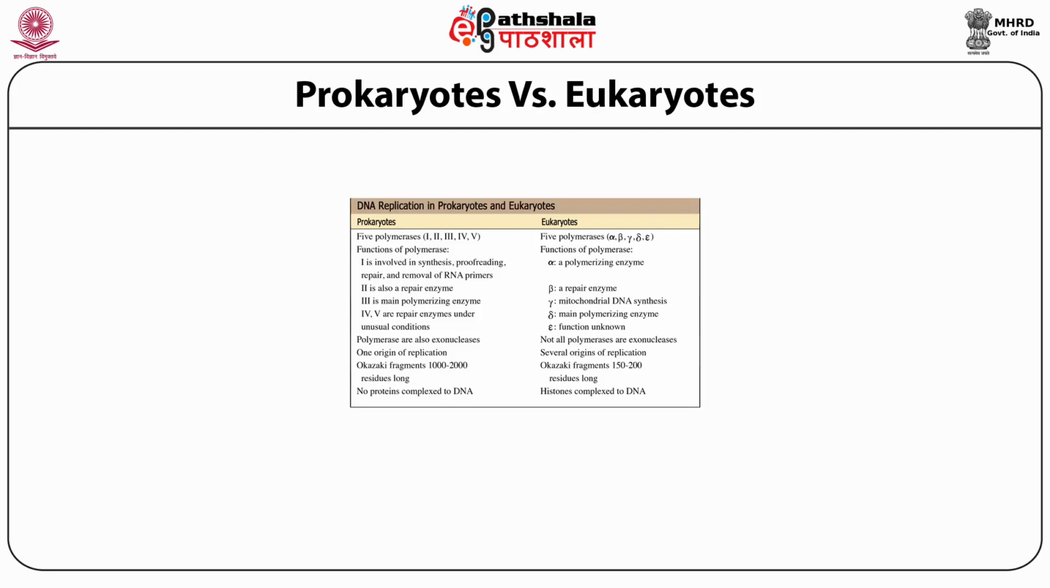In prokaryotes, most of the polymerases are exonucleases. However, in eukaryotes, not all of them are exonucleases. Only one origin of replication is present in prokaryotes, whereas several origins of replication are present in eukaryotes. Okazaki fragments are very long in prokaryotes, 1000 to 2000 residues. However, in eukaryotes, they are only 150 to 200 residues long. No proteins are complexed to the DNA in prokaryotes, whereas histones are complexed to DNA in eukaryotes, which adds another layer to gene expression regulation.